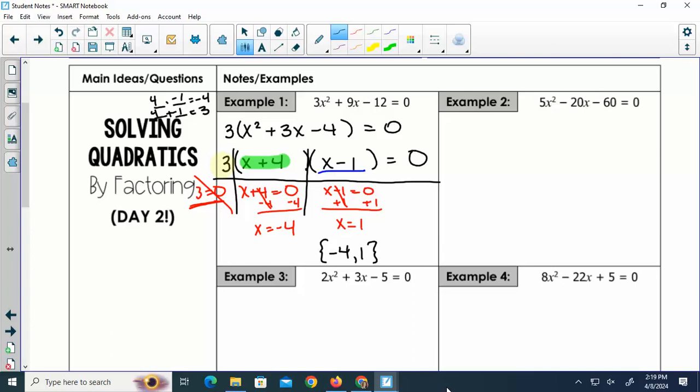Look at another. So what can we do first? An example. Okay, so you can factor out your 5. We have a very common factor. So 5x squared divided by 5 is just x squared. 20x divided by 5 is 4x. 60 divided by 5 is 12.